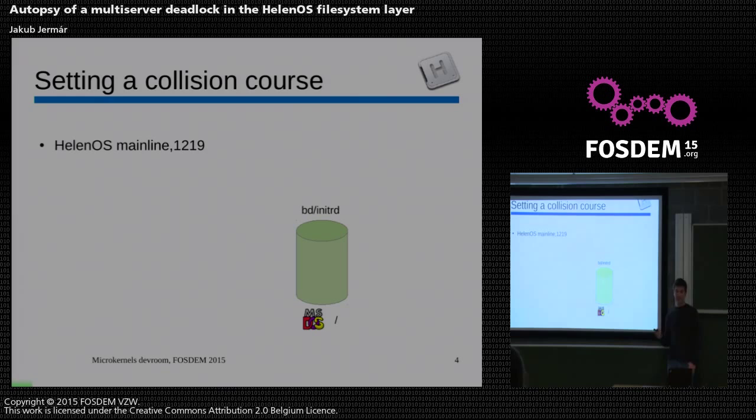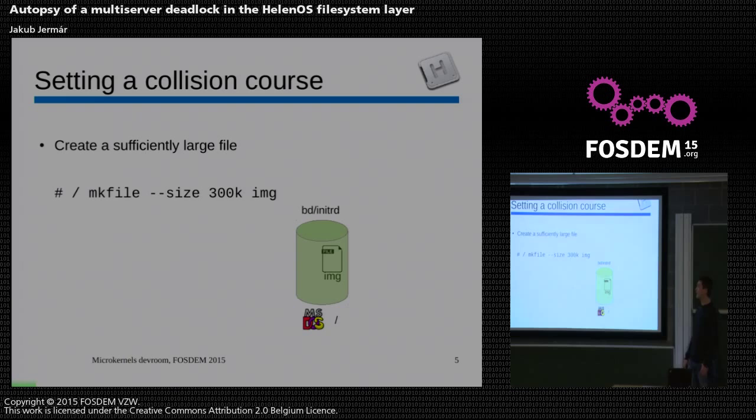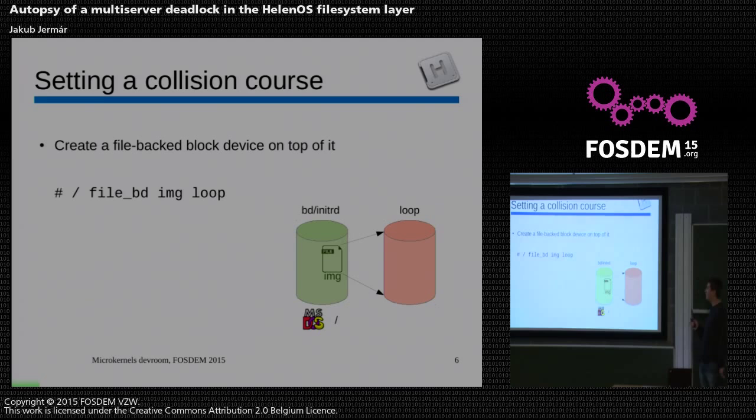Anyway, this is our initial setup. We start the HelenOS instance, and all we have is the root file system, which is located on the initial RAM disk device, which is formatted as FAT. The first step is that we create a somewhat large file on that file system so that it can contain another file system, as we will see later. So here is our image located on that FAT file system. The second step is we create a loopback device which will be backed by that file that we have just created. So attempts to read blocks from this device will actually be redirected to this file.